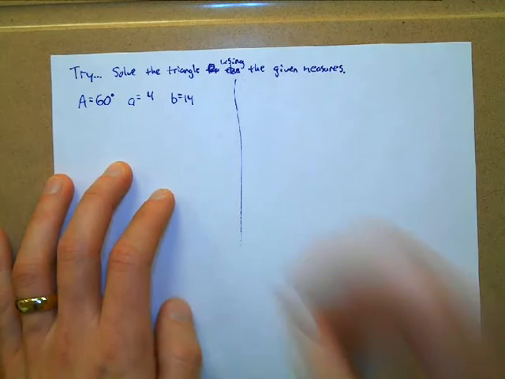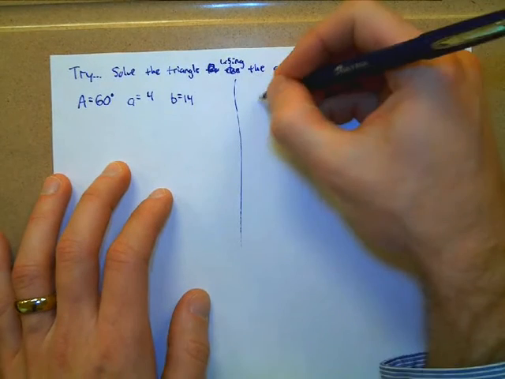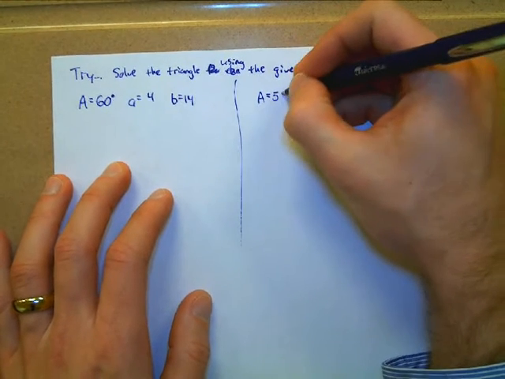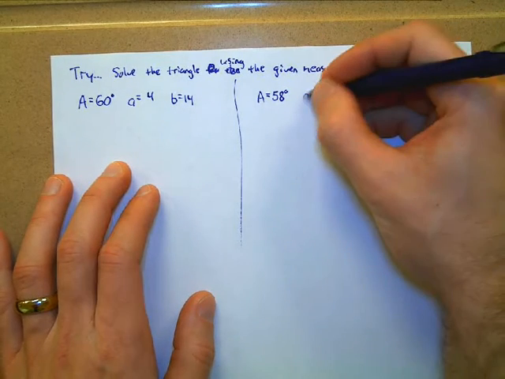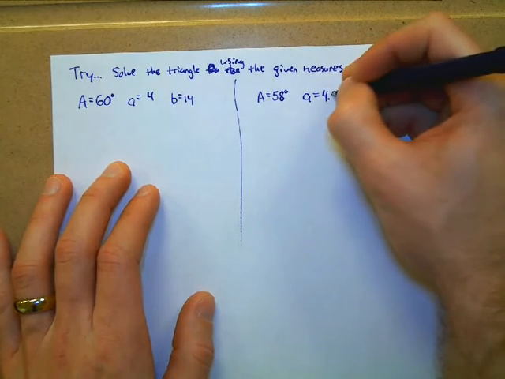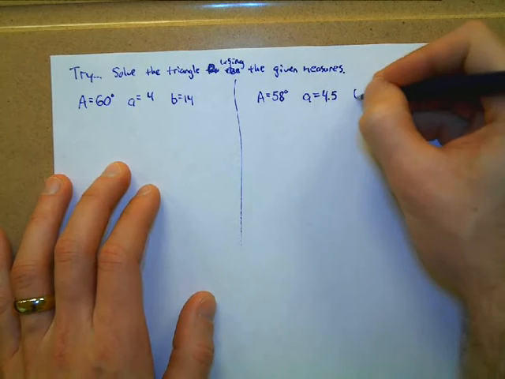So right away you can see it's angle side side, or side side angle, whatever you want to say. So you're going to have three different scenarios possible: no solution, one solution, two solutions.